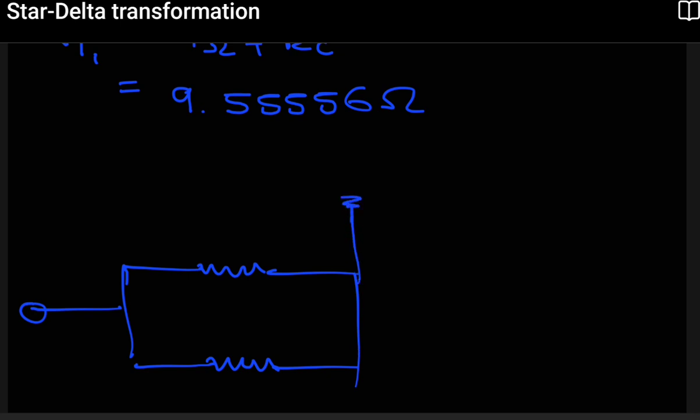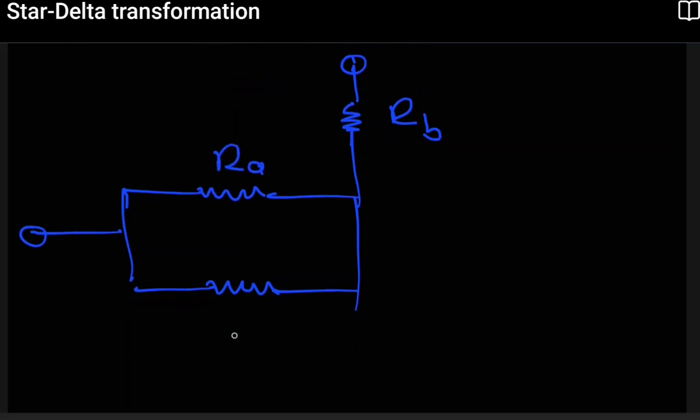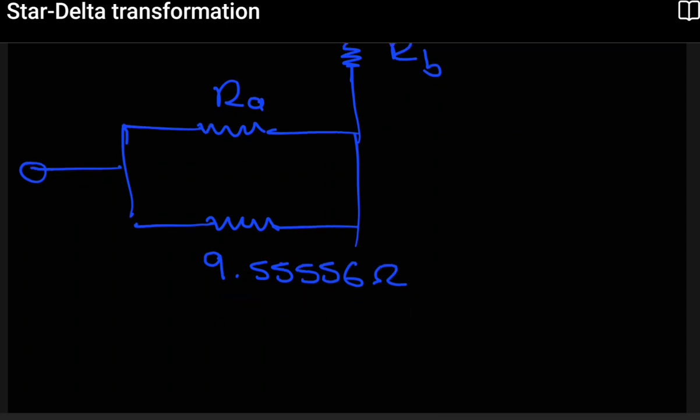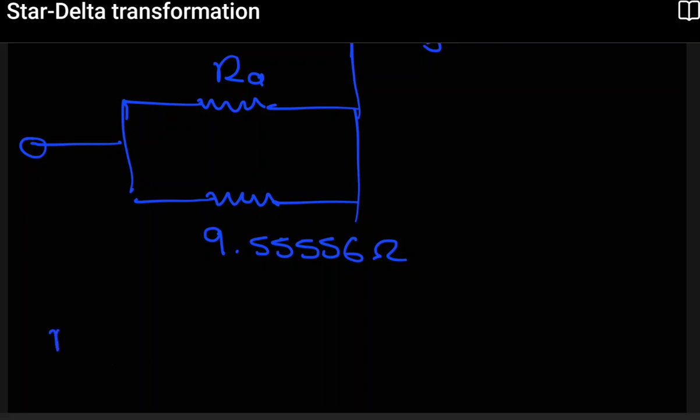Then we have our RB this side. So this is RB, this is RA, and this side, this is the 9.55556 ohms. From here, the RA and the 9.55 ohms or RT1, these two are parallel, so we can combine these two. So we can get this as R total number 2. So these, of course, are parallel.